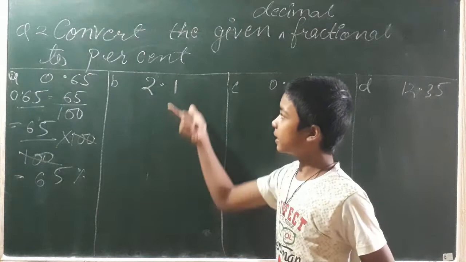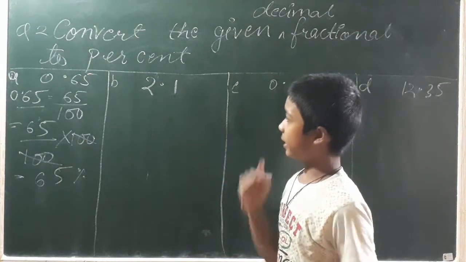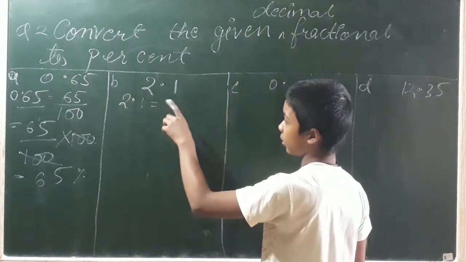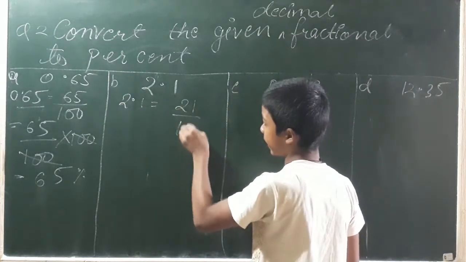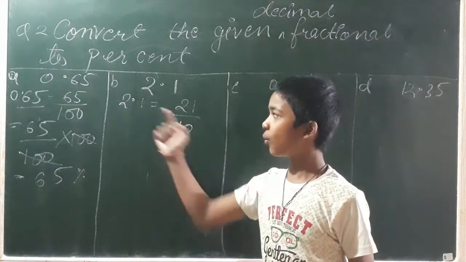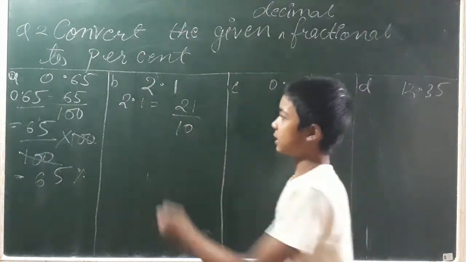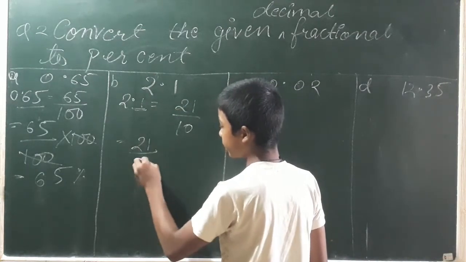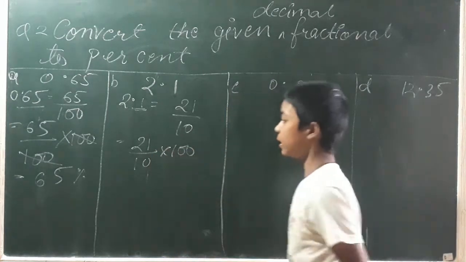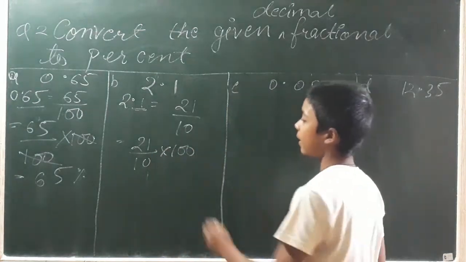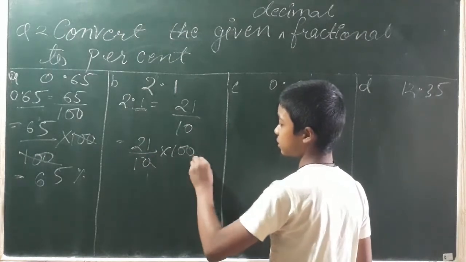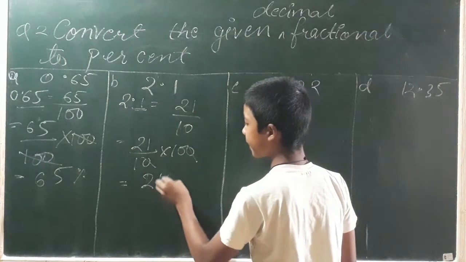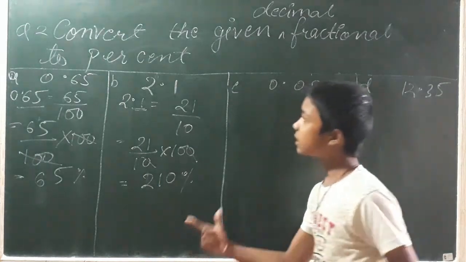Then B number, here there is one digit after the point. So what is 2.1? It is 21 upon 10, because for removing the point with one digit, we take 10. Now we make it a percent, so we multiply by 100 and divide by 10. The 0 cancels, and 21 multiplied by 10 is 210. So 210%. This is the answer of B.